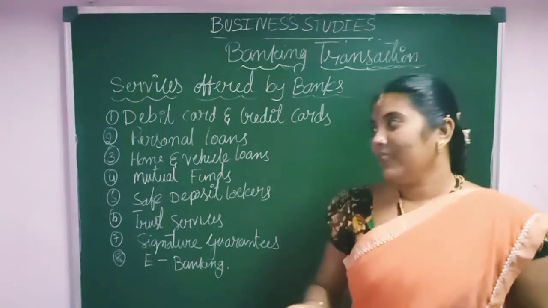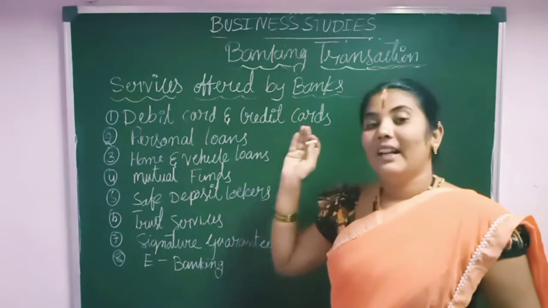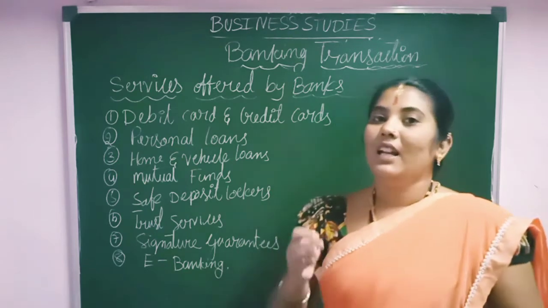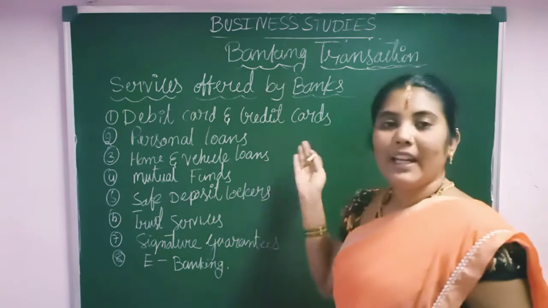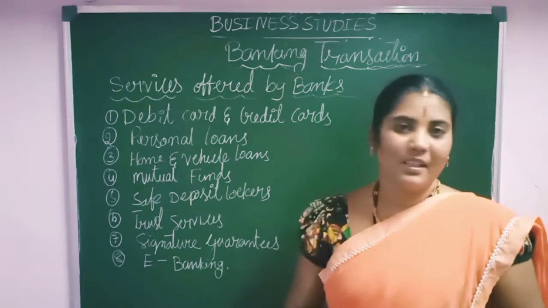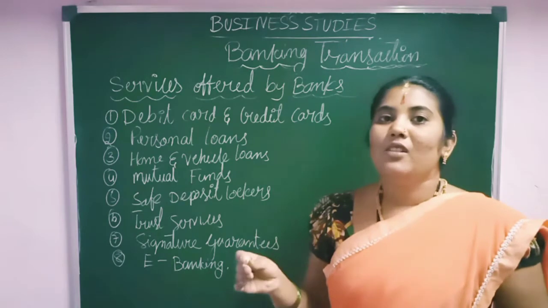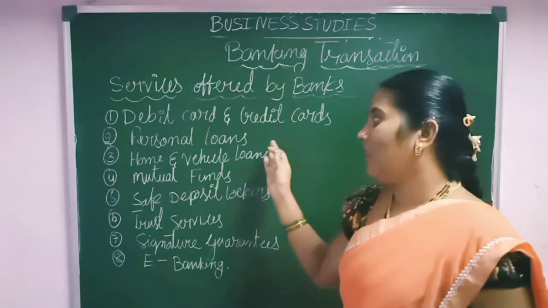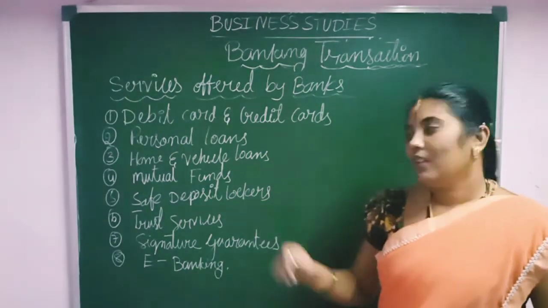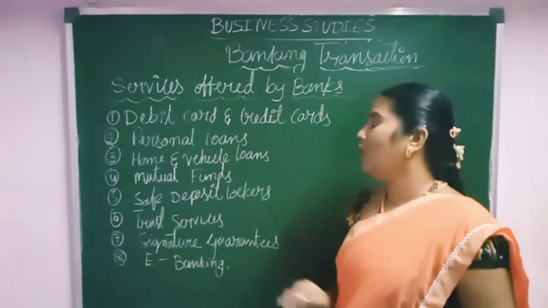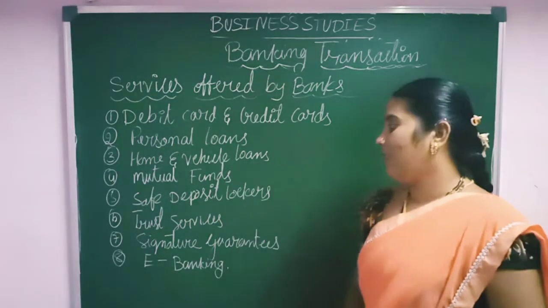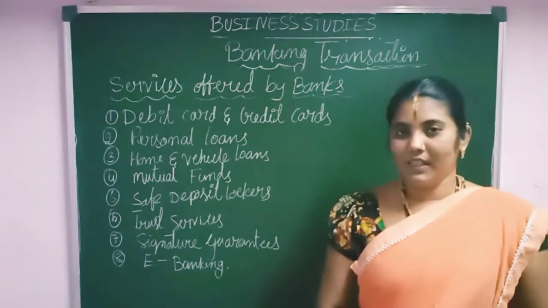Yes, already we know that the bank is providing debit cards and credit cards. Then it provides personal loans for the utilization of the person. So we are in difficulty, so according to our capacity the banks will give personal loans. Then already we know that banks are giving home and vehicle loans. Then afterwards it provides mutual funds and safe deposit lockers.